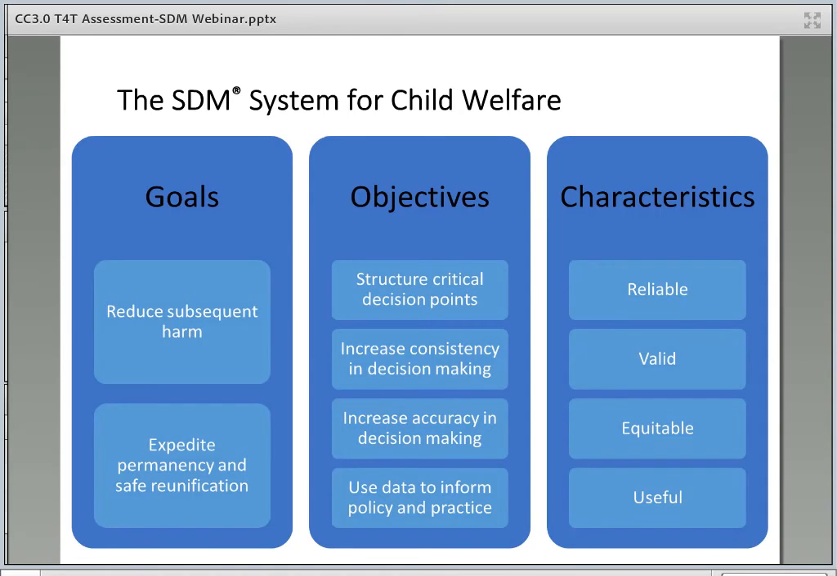SDM assessments help us to be more consistent or reliable in how we make decisions. In other words, when multiple people use the same assessment with the same family, they will get the same results. Consistency helps promote equity in decision-making and helps make sure that families receive the support they need, regardless of what social worker is assigned to their file. SDM assessments will also help to support greater accuracy or validity in decision-making, particularly related to identifying which families are more likely to experience harm in the future.